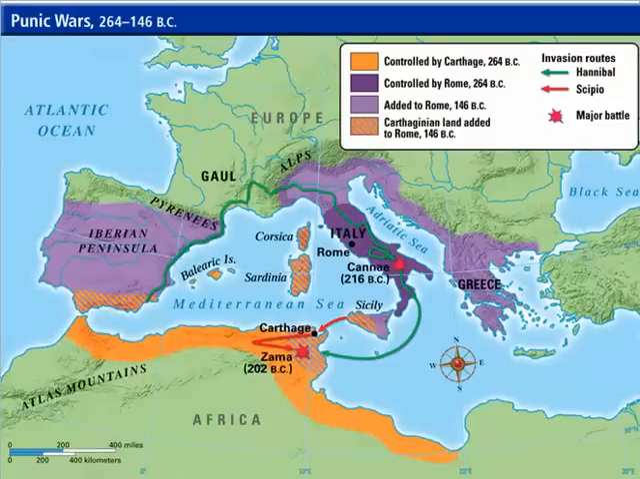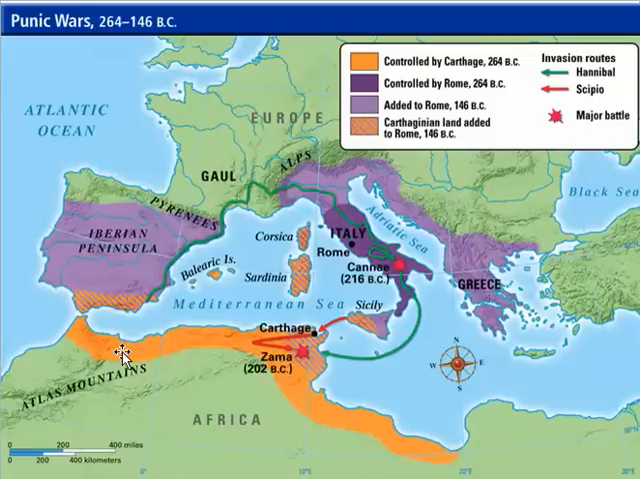Think about it. Now we're going to go into the Punic War. So Rome is starting to get pretty dang powerful around 300 BC. And they're going to start expanding. As you can see, they're already expanding. There's some of the purple area, and over here in the orange is Carthage.